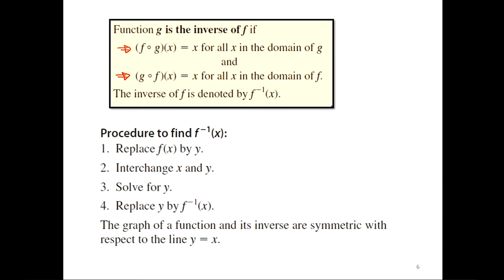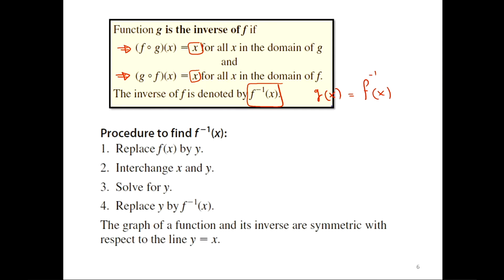Okay, so if the composition functions F composite G equal X and G composite F equal X, we can conclude F is the inverse of G and G is the inverse of F. So if G is the inverse of F, this means G equal what? F inverse. This is G of X equal F inverse of X. Because the composition function F composite G and G composite F equal X.